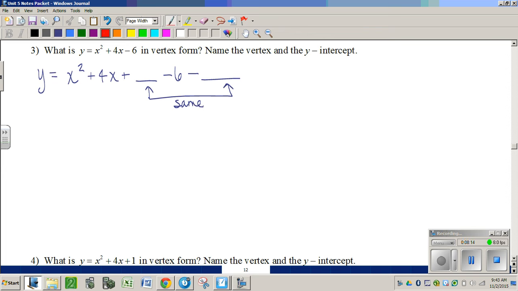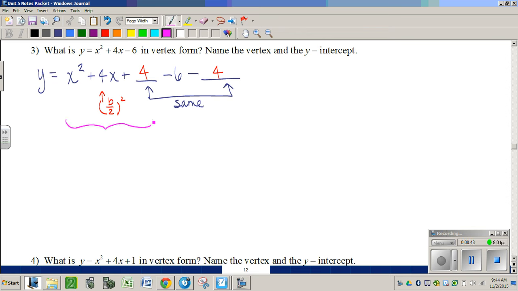Now, just like in completing the square, I have to take half of my b value, and then I got to square it. So half of 4 is, good, 2. Now square 2. Good, 4. Now remember, I'm working on the same side of my equation. So the fact that I added 4 and then turned around and subtracted 4, technically I really didn't add anything to it. I just rewrote it. It still has the same value.